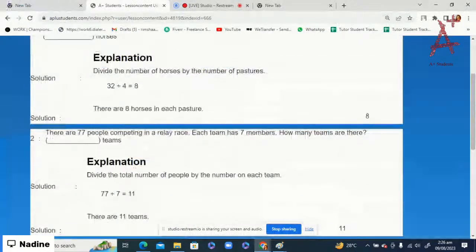There are 77 people competing in a rally race. Each team has 7 members. How many total people? These are 77, and each team has 7 members. So how many total teams are there? So basically we just need to find the total teams. Okay, let's divide 77 over 7.